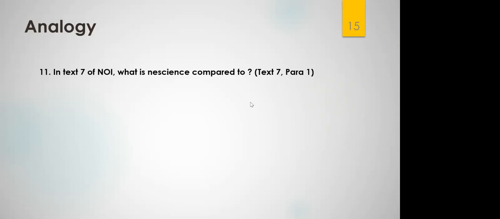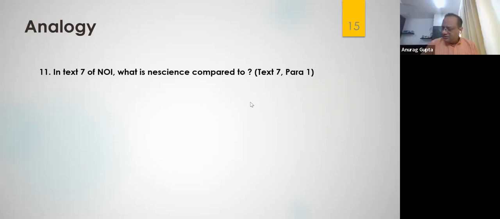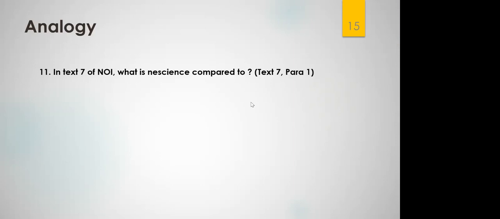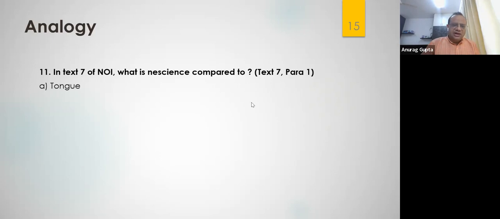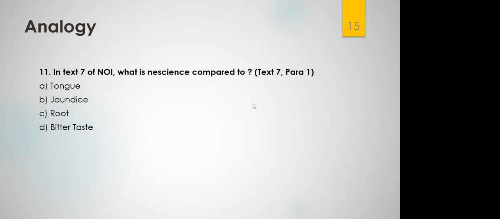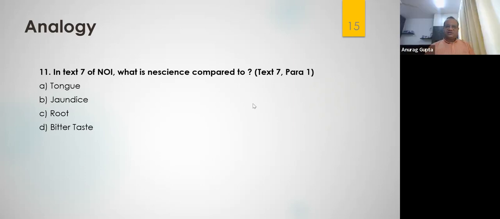Avidya, very nice. Avidya. I hope others are also following. Rakesh ji? Yes, Prabhuji. Ignorance. Okay. Ignorance, yes. In text number 7, what is nescience compared to? Tongue, jaundice, root, bitter taste. So what is the correct answer? Jaundice. Okay. So this is an analogy given in text number 7.